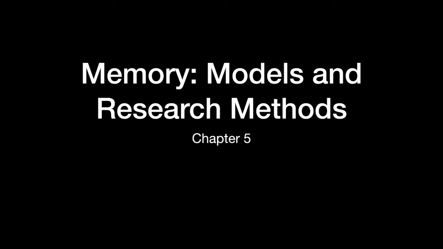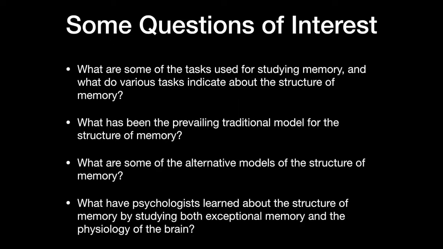Chapter 5 Memory, Models, and Research Methods. Here are some of the questions of interest. What are some of the tasks used for studying memory, and what do various tasks indicate about the structure of memory? What has been the prevailing traditional model for the structure of memory? What are some of the alternative models of the structure of memory? And finally, what have psychologists learned about the structure of memory by studying both exceptional memory and the physiology of the brain?